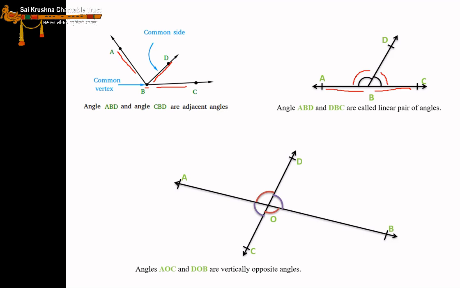Next, coming to vertically opposite angles, notice that when two lines, that is AB and CD, intersect at the point O, four different angles are formed, that is angle 1, angle 2, angle 3 and angle 4. However, we know that vertically opposite angles are equal. Here AOD and COB are vertically opposite. Hence the angles AOD and COB are equal, whereas the angle DOB and angle AOC are vertically opposite and hence they are equal as well.